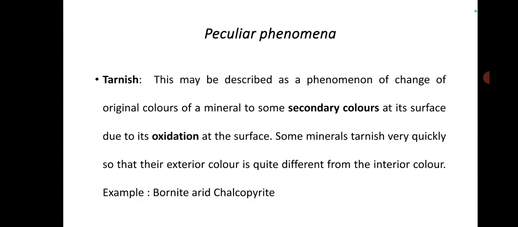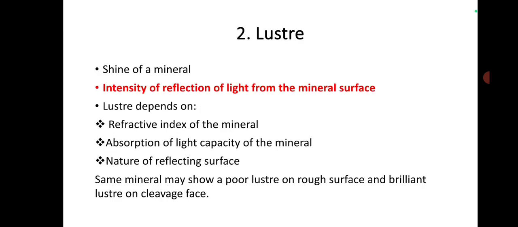If you are asked about the types of color, then you have to write only about idiochromatic, allochromatic and pseudochromatic. Then coming to luster, that is the second physical property. It is the shine of a mineral, the intensity of reflection of light from the mineral surface. It mainly depends on the refractive index of the mineral, the light absorption capacity of the mineral, and the nature of the reflecting surface. Some minerals may show a very poor luster on a rough surface, and some may give brilliant luster on a cleavage face. Cleavage face means where we cut the mineral.